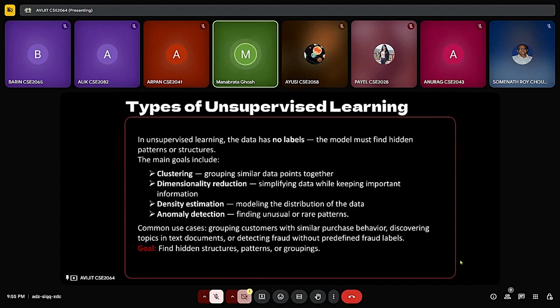Next is dimensionality reduction, which is compressing the data into fewer dimensions while retaining the essential information. There are some examples like PCA, which is principal component analysis, autoencoders, etc. Application-wise, there is data visualization, noise reduction, and speeding up algorithms. Anomaly detection is finding unusual or rare patterns, with examples in fraud detection and network security as well. These are some common use cases I have already mentioned. The goal is always to find hidden structures, patterns, or groupings present in the system. Next slide, please.